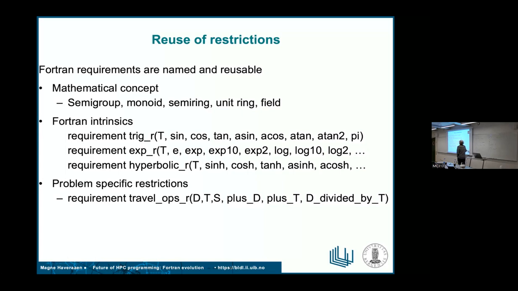And these are general, these mirror the Fortran intrinsics, these mirror certain mathematical concepts, and we have the channel ops, which was very specific for that computational algorithm.